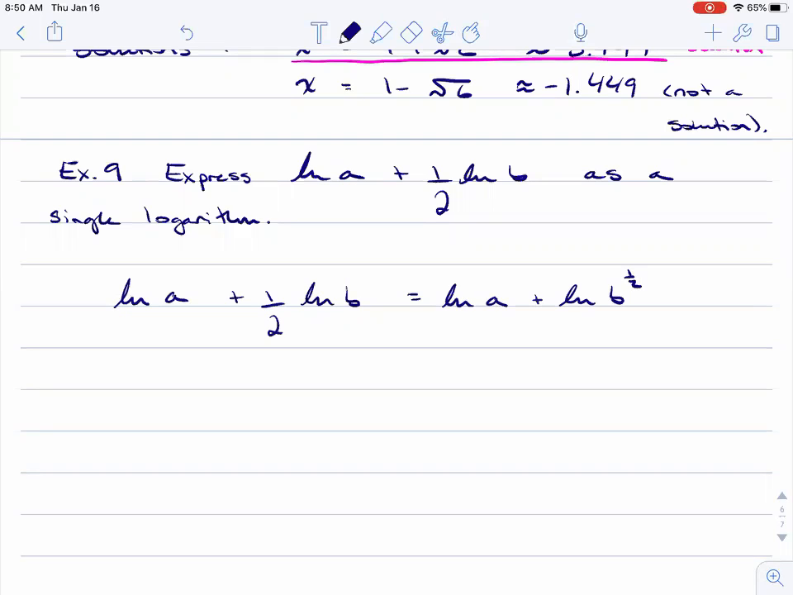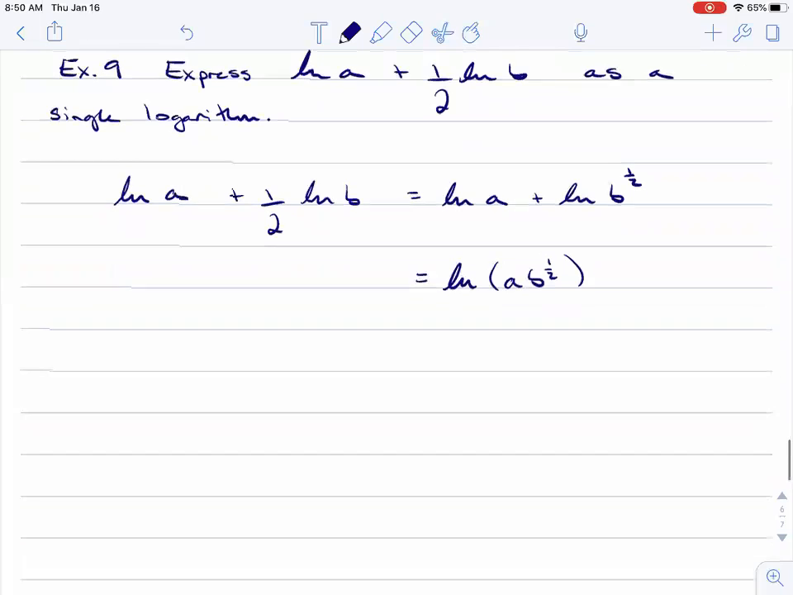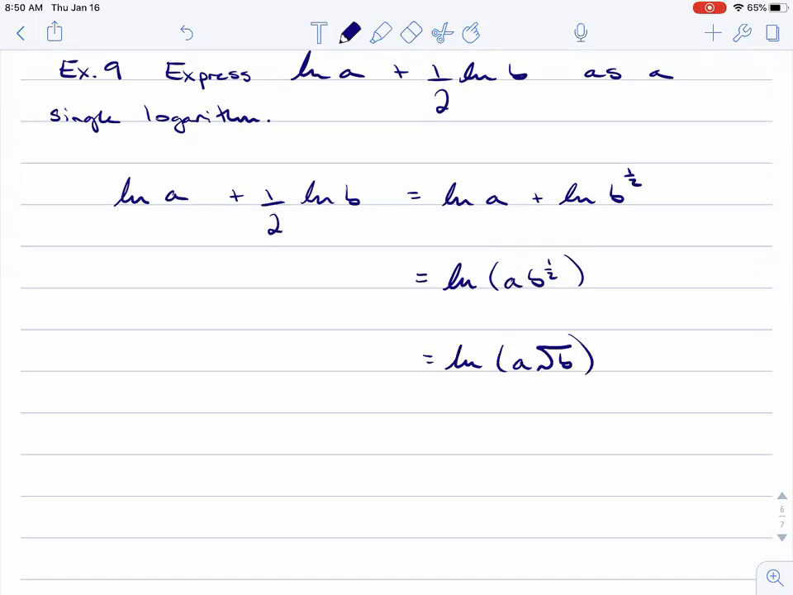And so now we're free and easy with these logs, and we can combine them because we're adding them, so we can combine them to a single natural log of a times b to the 1/2. B to the 1/2 is the square root of b, which is a little bit nicer to look at. And so we can have the natural log of a root b, although the previous answer is also done. I just like to write it as a square root. And there you have it, single log.